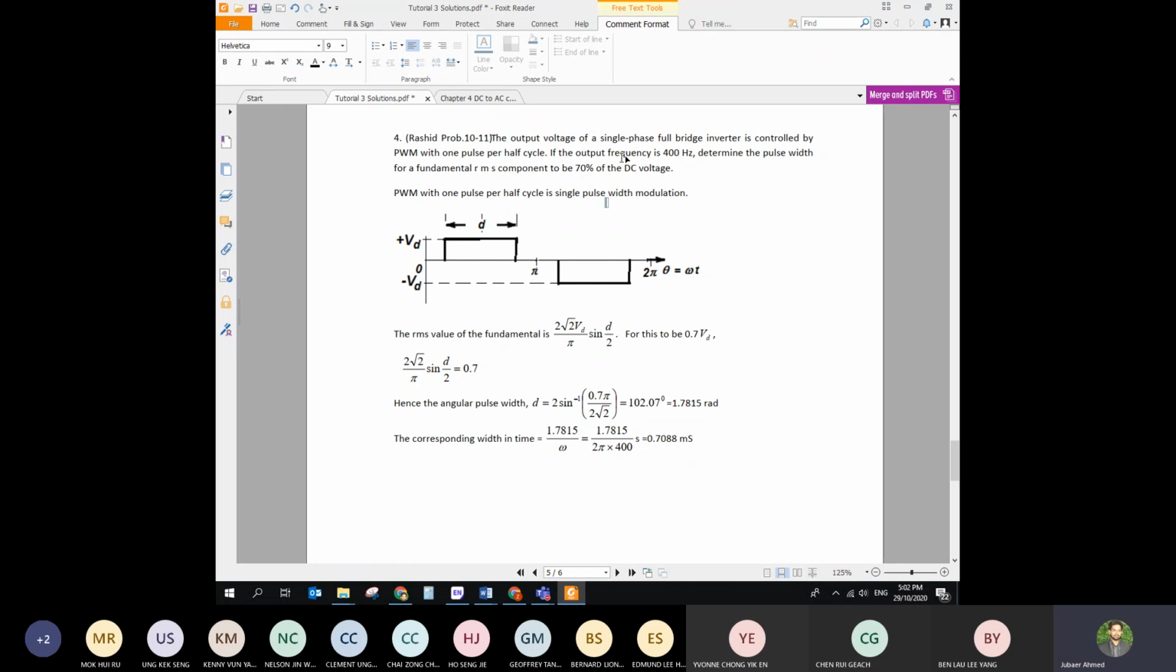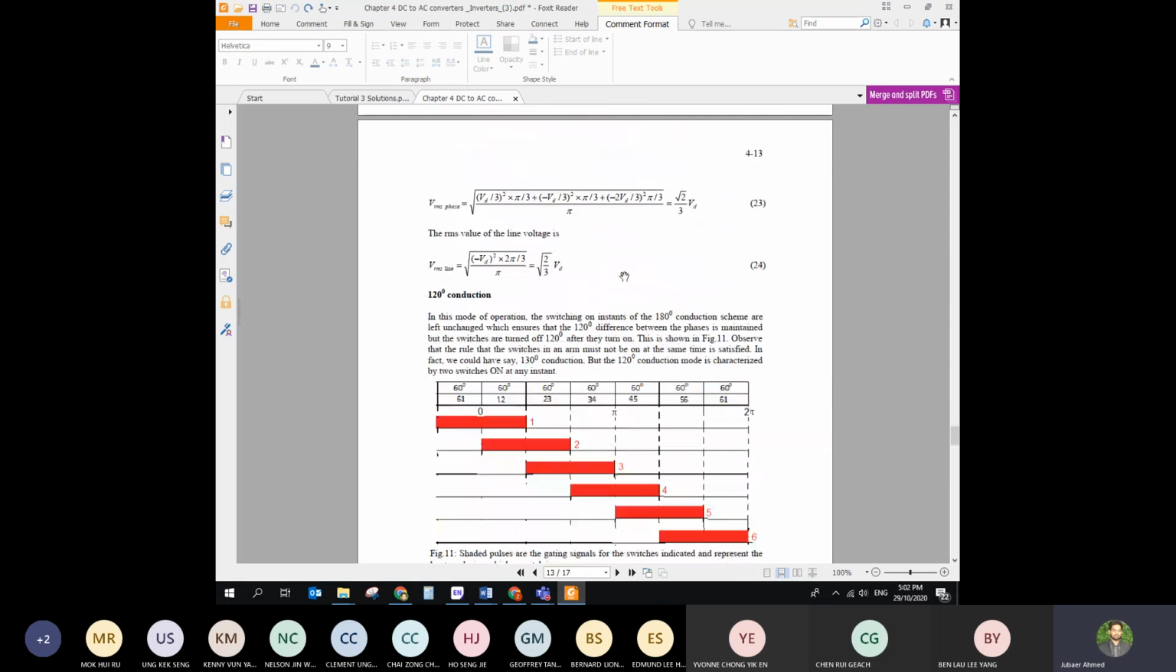The output voltage of the single phase full bridge inverter is controlled by a PWM, pulse width modulator, PWM per half cycle. So every half cycle you are controlling the input signal. Without the PWM signal, you are always going to get the full pulse, that means a positive pulse or a negative pulse. But the moment you apply a PWM pulse, it is a triangular signal, just like that. Where is my PWM signal?